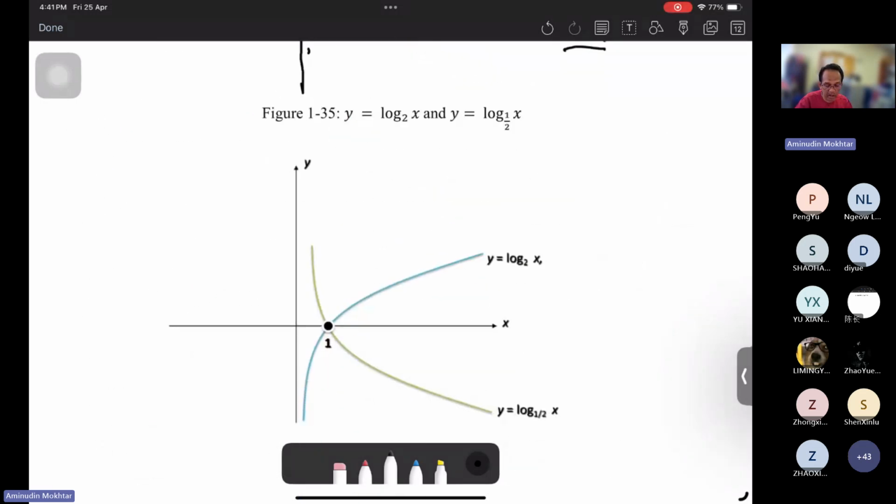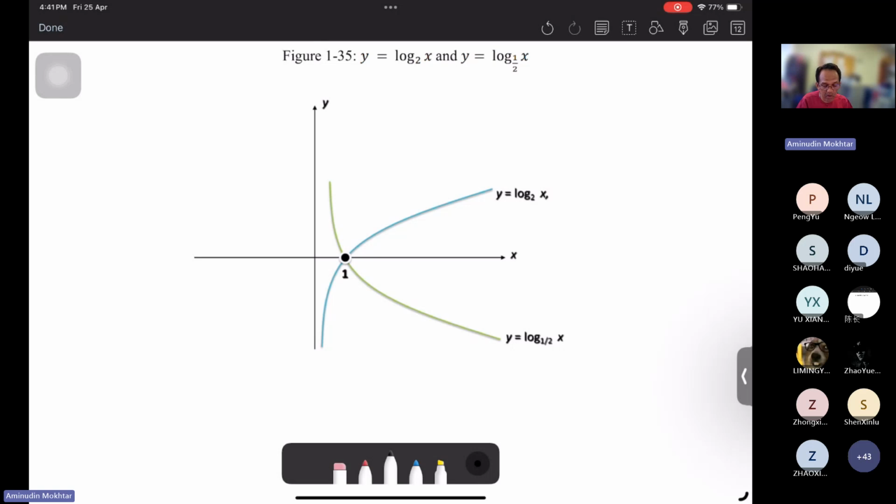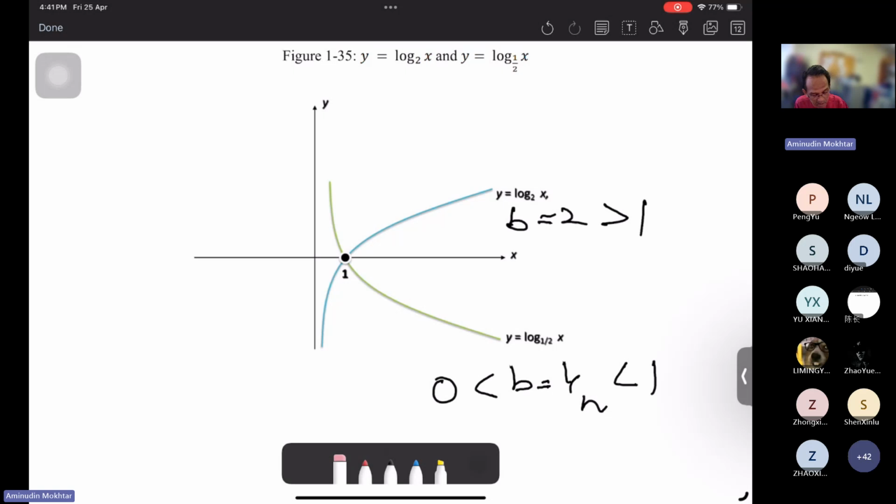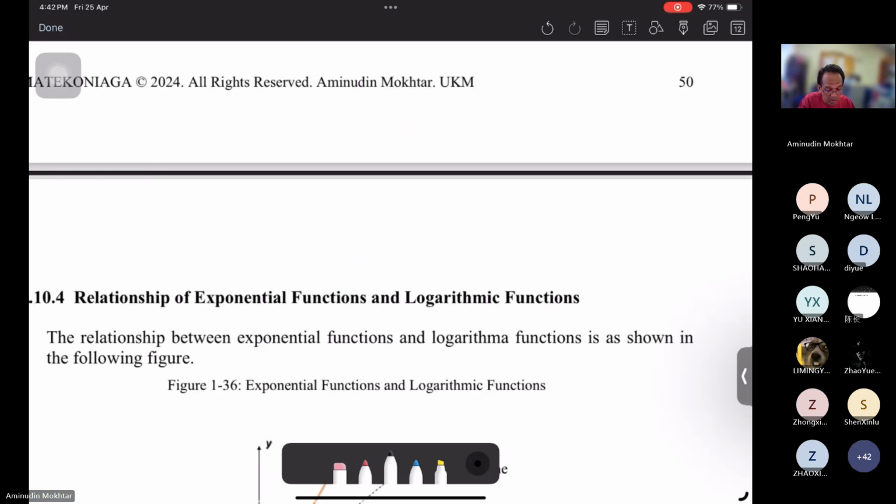And then when we draw this graph, we can write, for example, y equal to log b x, where b equal to 1 over 2 is less than 1 but greater than 0. That's for both logs. When we draw the graph for logs, we can have the shape like this, but it depends on whether b is greater than 1 or between 0 and 1. Okay.